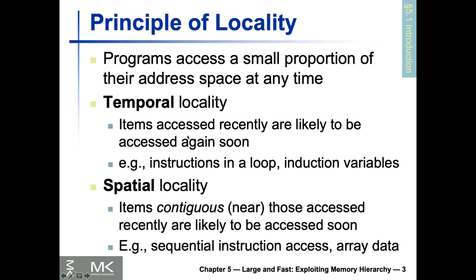So you're in a loop, and some instructions in the loop, the computer or the compiler might think that you've already accessed them 200 times. Chances are a lot that you're going to access them again. The other one is spatial locality. Items near each other are prone to get accessed more. There is a term for that: they're called contiguous parts in memory.